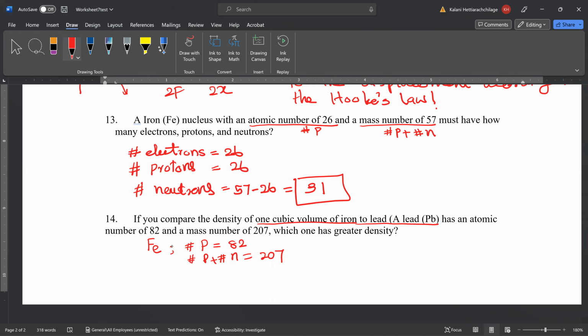Okay, this is for the lead actually, not for the iron. That's the mistake I made. This is for the lead. We use the symbol Pb for that.